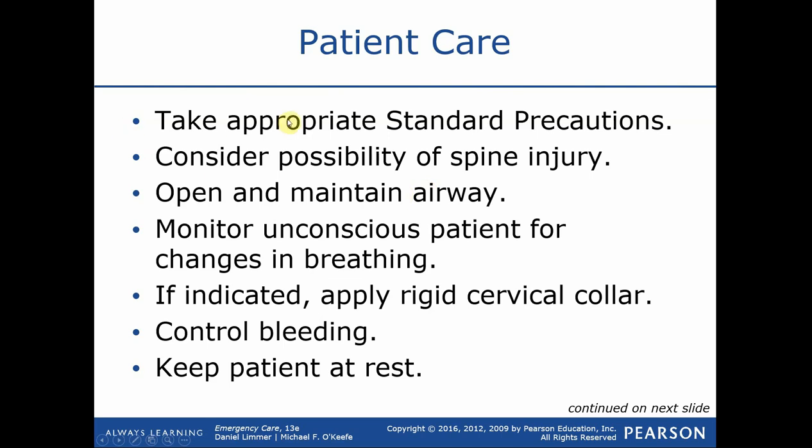So again, scene safety, BSI, we identify mechanism that suggests the need or could suggest the need of a spinal immobilization, and we do it right away. We hold C-spine. At that point, while I hold C-spine, I can then equally assess the airway. I can assess the breathing pattern and efficiency, and then I can go on from there. Notice the controlled bleeding is at the end.